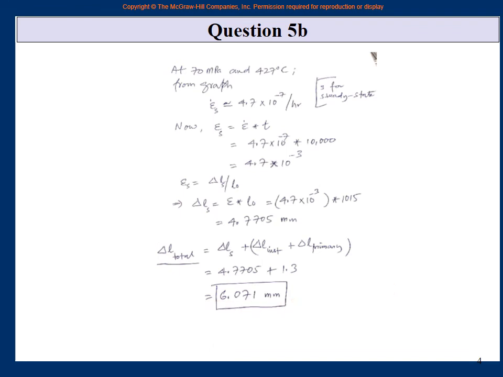So this is the process: we know that creep is instantaneous plus primary plus steady state. The steady state we are finding from the graph and so on. The instantaneous plus primary was given originally. So the total amount of elongation due to creep is this. Okay, good.